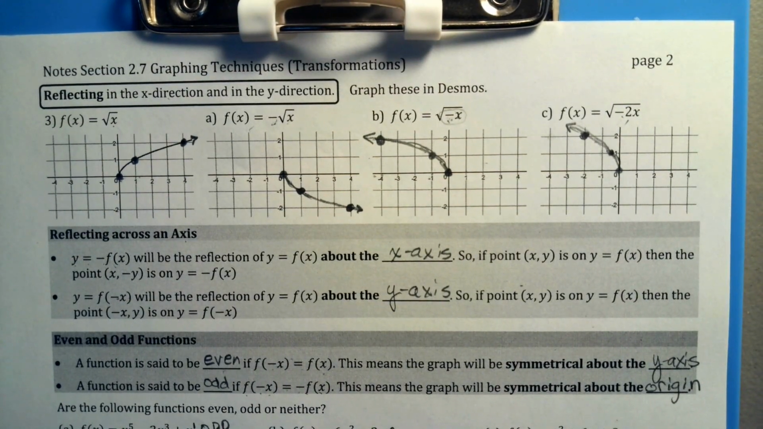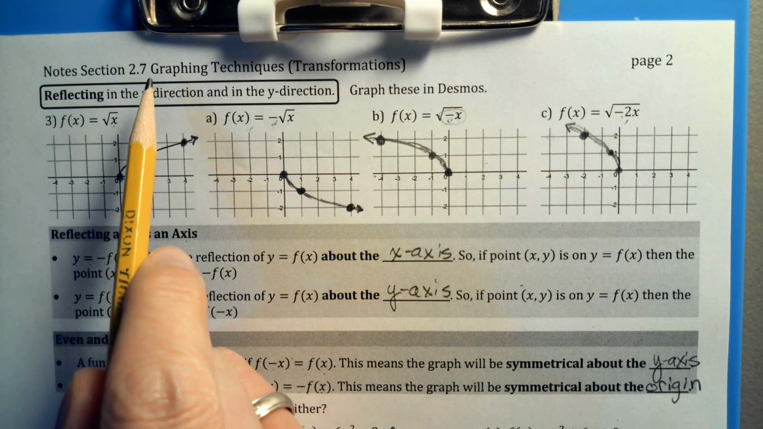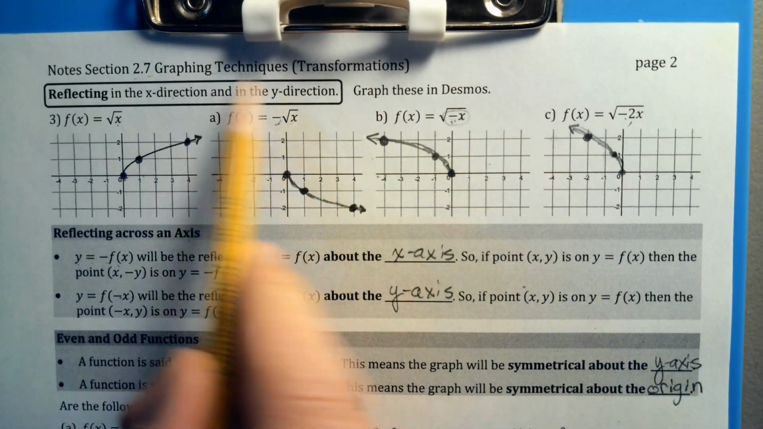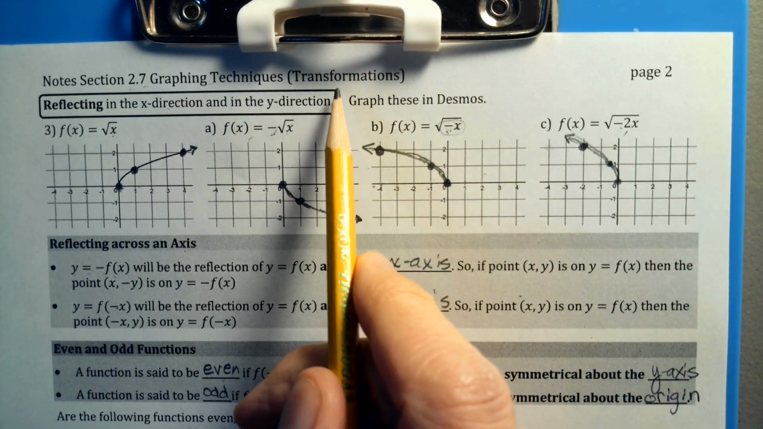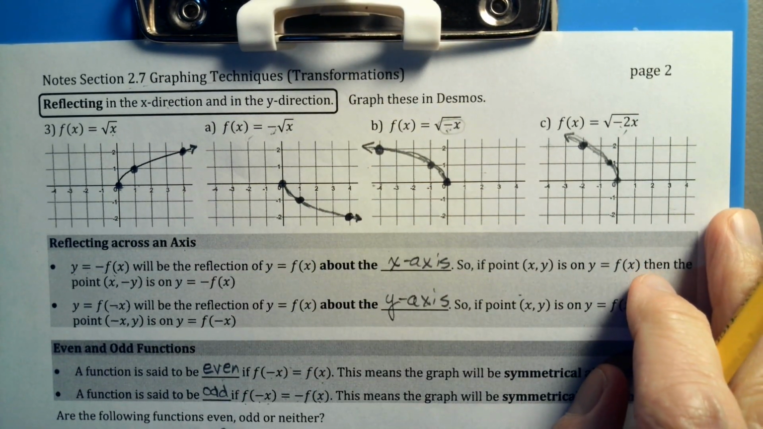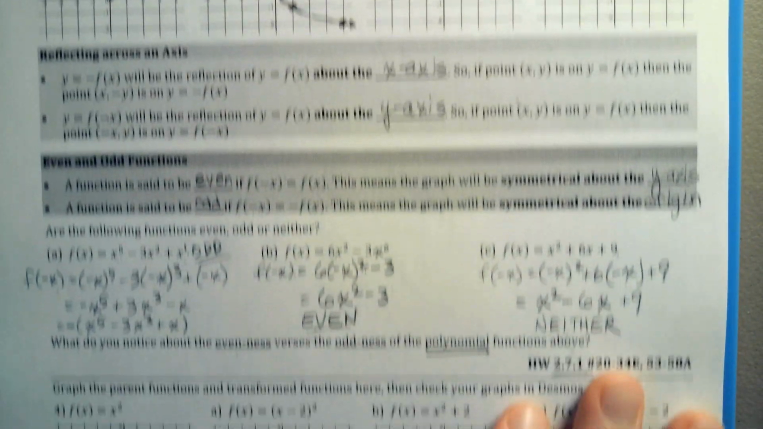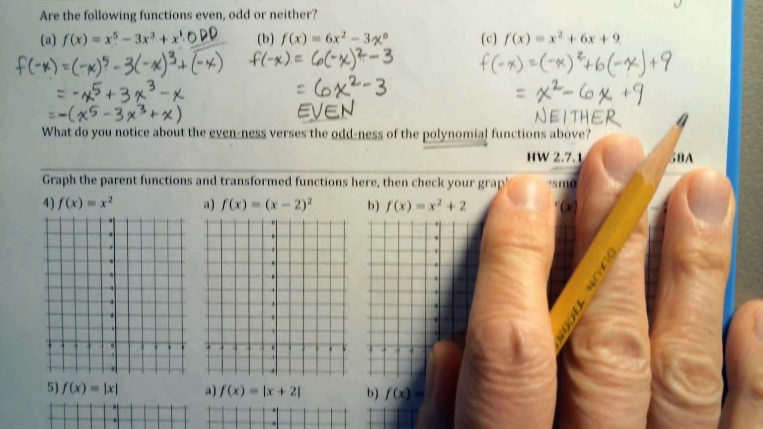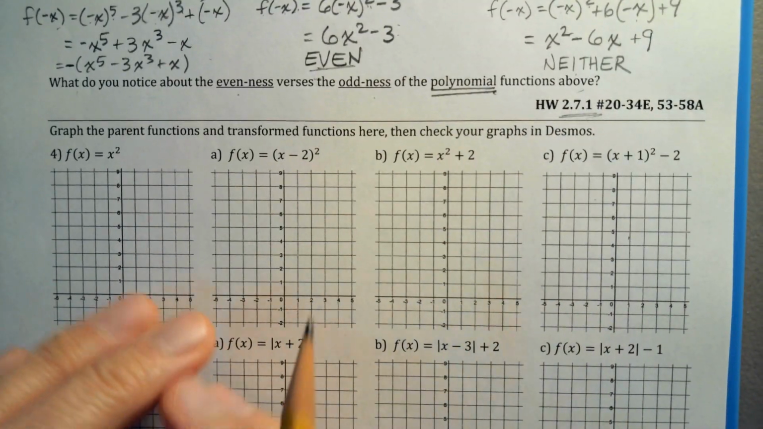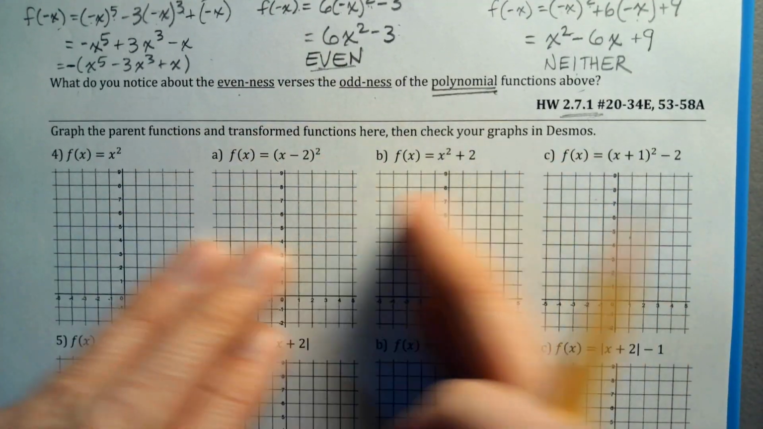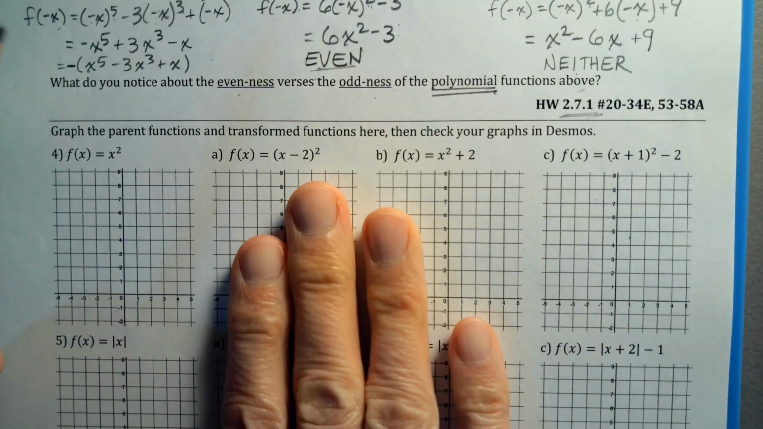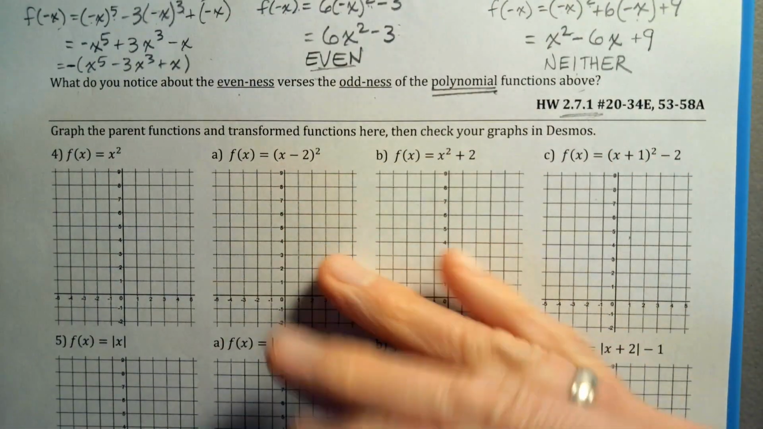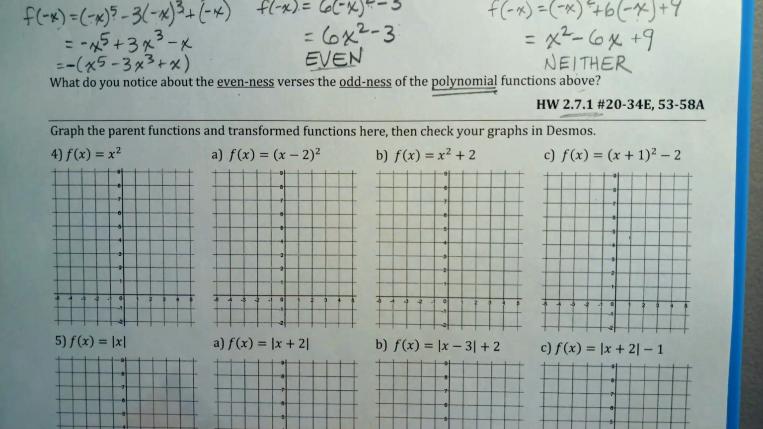So we're continuing our notes for section 2.7. This is the second half of notes 2.7, graphing techniques, and we're talking about some more transformations. Up to this point, our transformations, and we're on page 2, have been stretching or shrinking in the vertical or horizontal direction, or flipping. Reflecting, if you will, across the y-axis, or reflecting or flipping across the x-axis.